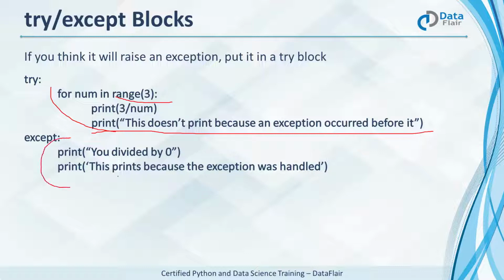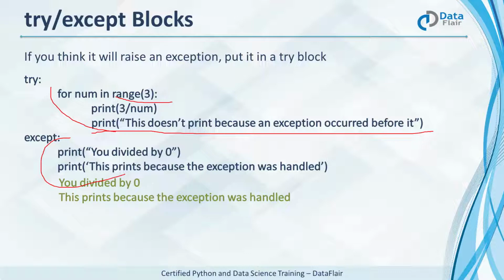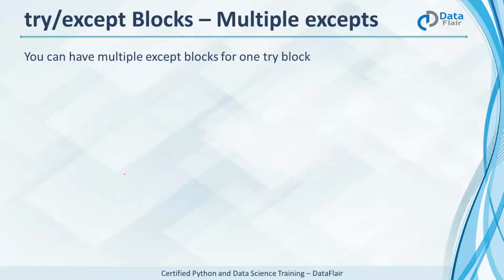An except block follows this. This is where we put the code that will handle this exception. We make it print u divided by 0. This prints because the exception was handled. In this example, we did not specify which exception to handle, but it encountered a zero division error, so it handled that. For a try block, we can specify multiple exceptions to handle and how to handle them.